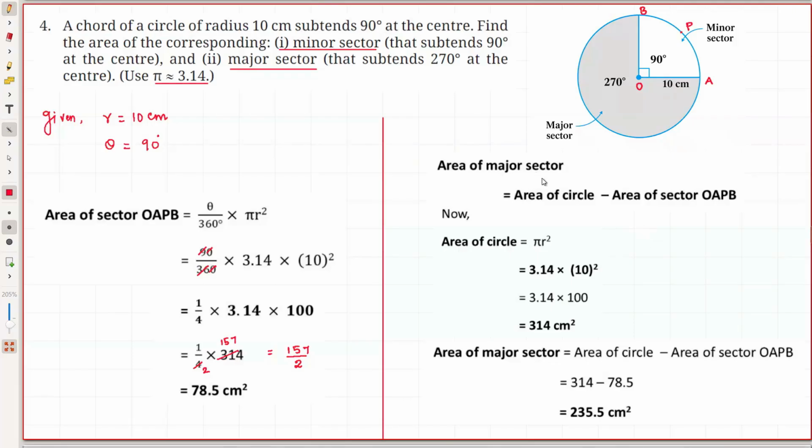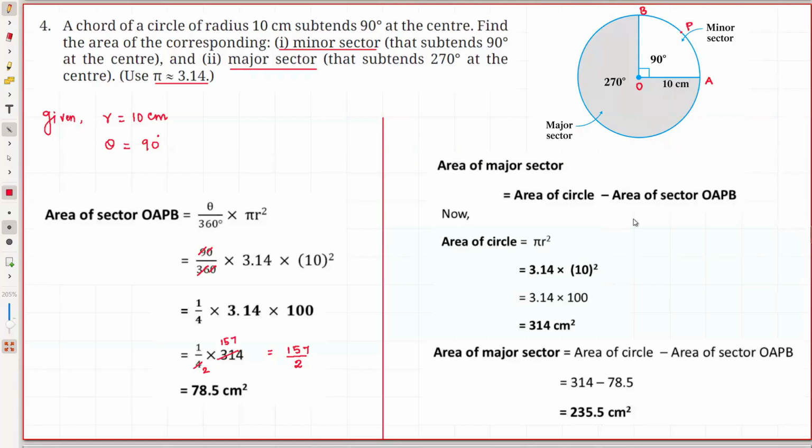Now the area of the major sector is equal to the area of the circle, formula pi r square. Pi value 3.14 into 10 square, so 314 centimeters square. The area of the circle is 314 centimeters square. Now we have to find only the major sector, the shaded portion. That means the area of the circle minus the area of the minor sector. So 314 minus 78.5 is 235.5 centimeters square.